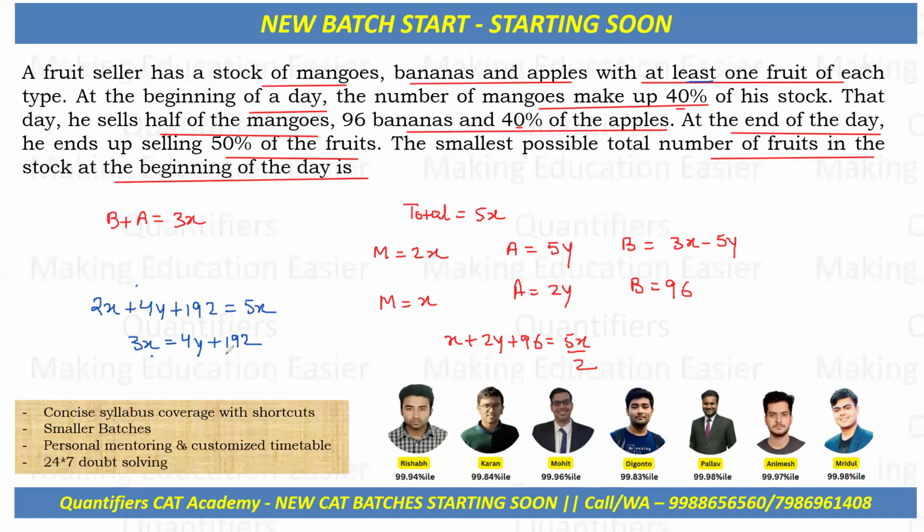ठीक है, बात सबको क्लियर है. अगर मैं y को 2 पुट करूंगा, I will get 200. 3x will be 200. That is not possible. If I put y as 3, I'll get 204, and that is possible. So if I put y is equal to 3, in that case, students, 3x will be 204. That means x will be equal to 68. Now, mind you, we have taken total number of fruits to be 5x. So answer will be 5 into 68, which is 340.